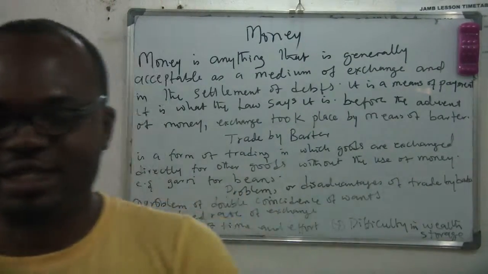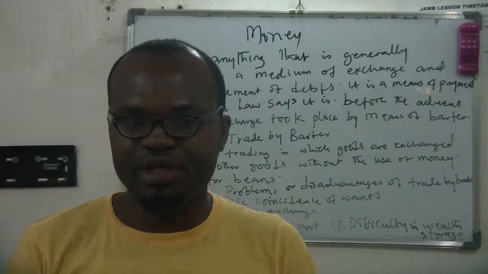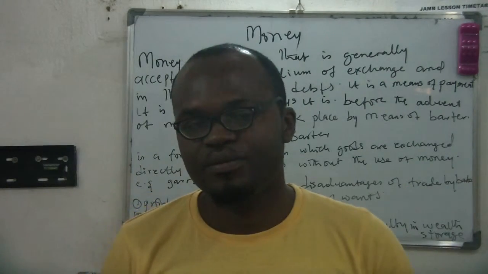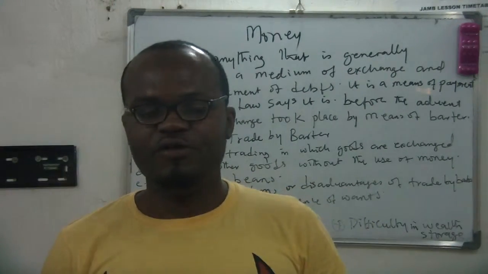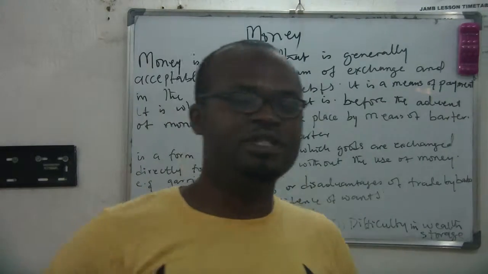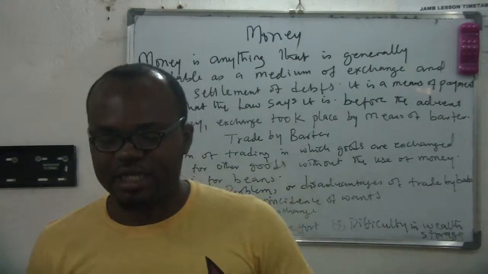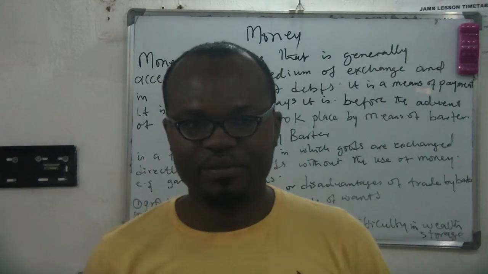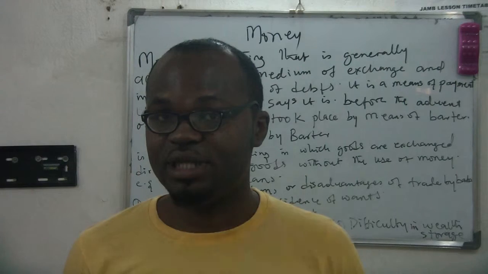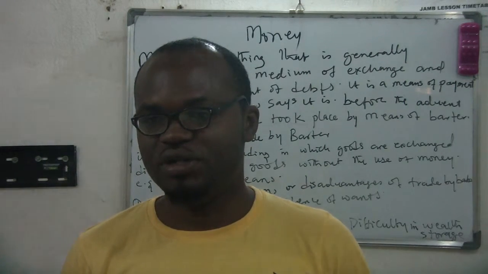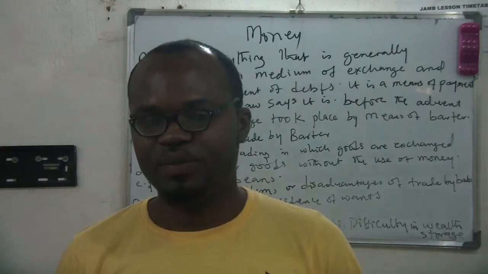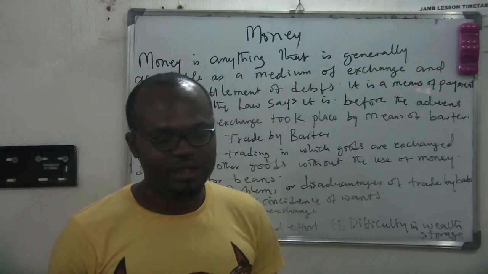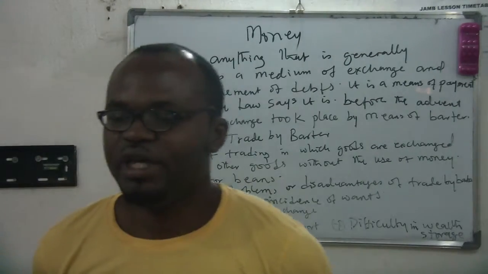Money is anything that is generally accepted as a medium of what? Exchange and in the settlement of debts. Before you can call a thing money, it has to be generally accepted. Like in Nigeria, the generally accepted money that we use here is the naira. If somebody brings another currency that we are not conversant with, or it's not generally accepted, it cannot be used as money here in Nigeria.